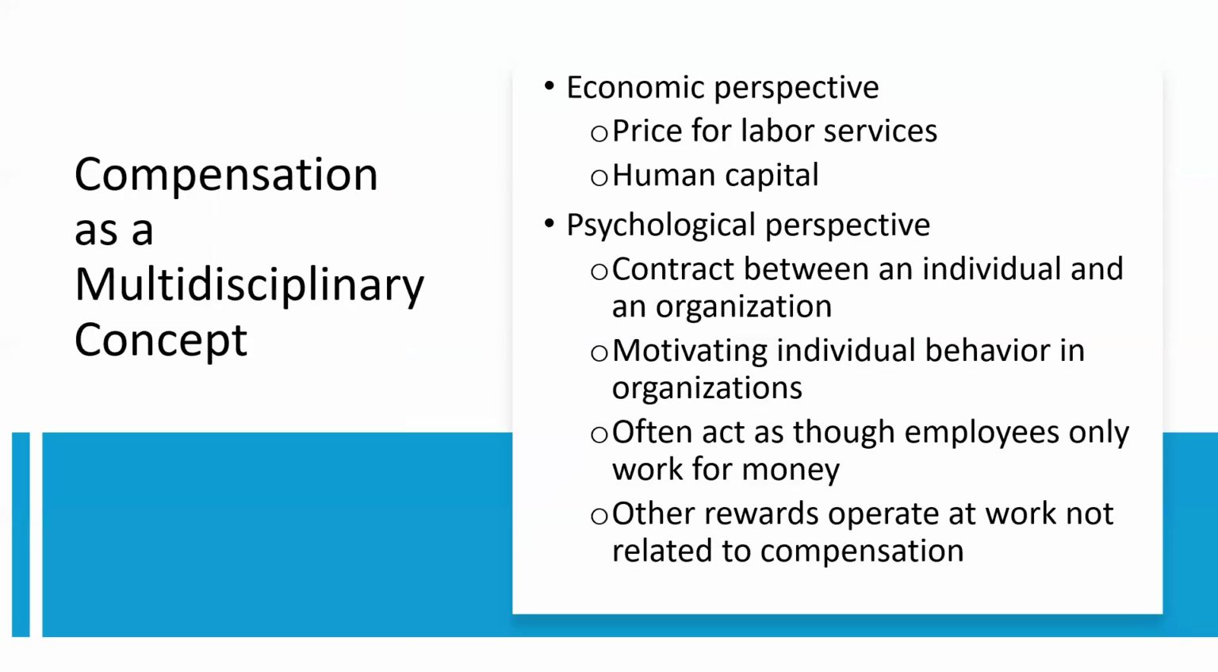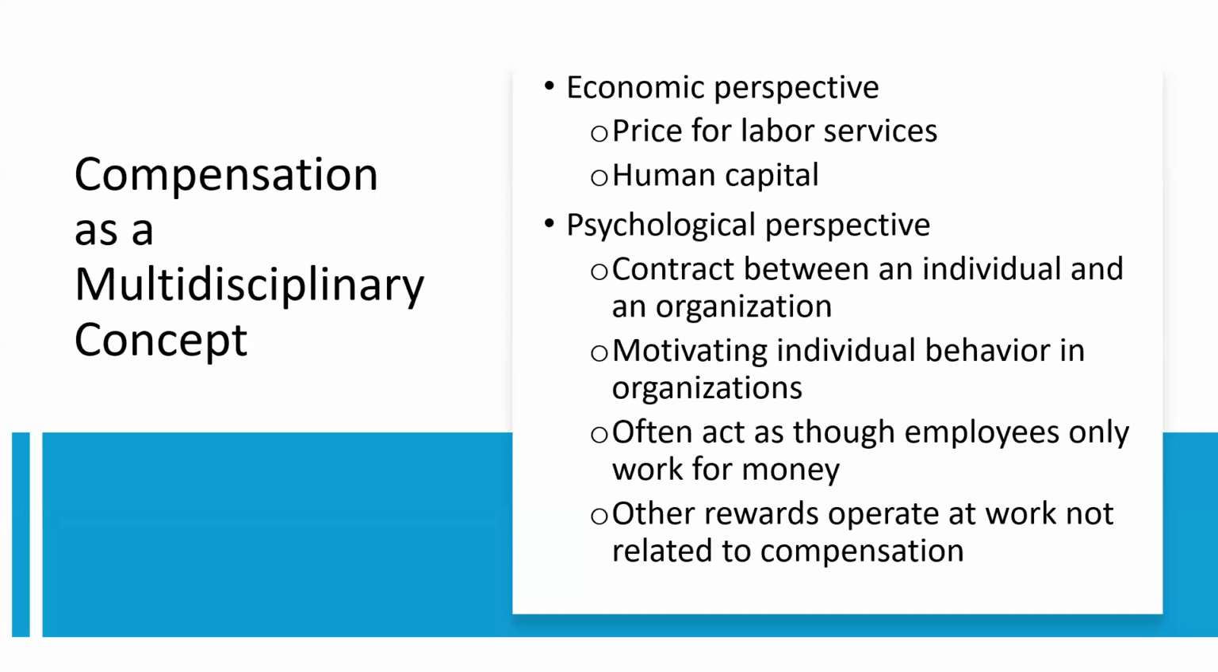But it's also a multidisciplinary concept. And I really like this text for bringing this up, because a lot of times human resource management textbooks just focus on the psychological perspective and sometimes the sociological perspective, but forget that there are other perspectives that influence how we think about compensation in organizations. From an economic perspective, compensation is the price that organizations pay for labor services from the employees. And you will see this sometimes, and probably even later in this textbook, called human capital. Human capital simply means the employees that work within an organization and do the work that the organization needs them to do.